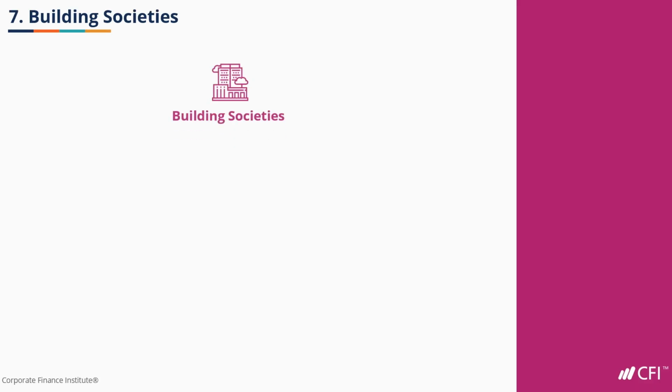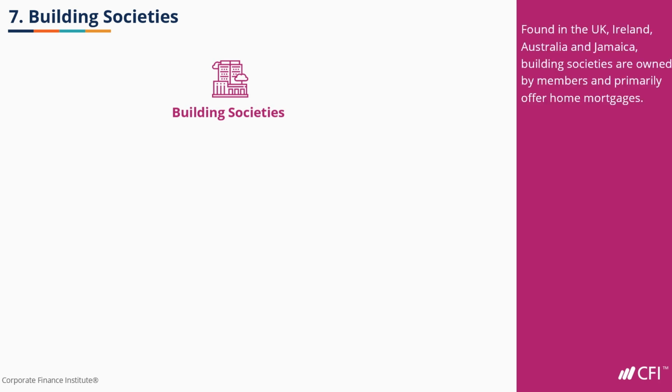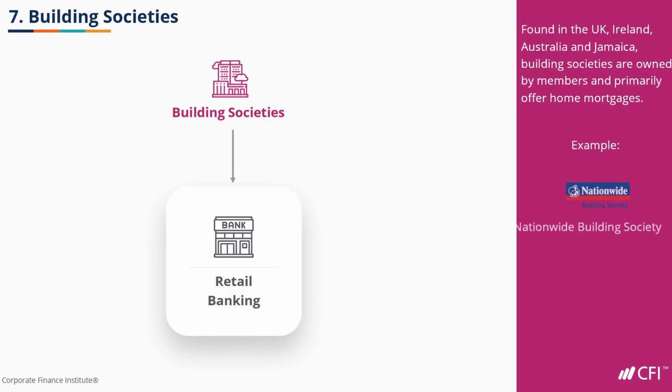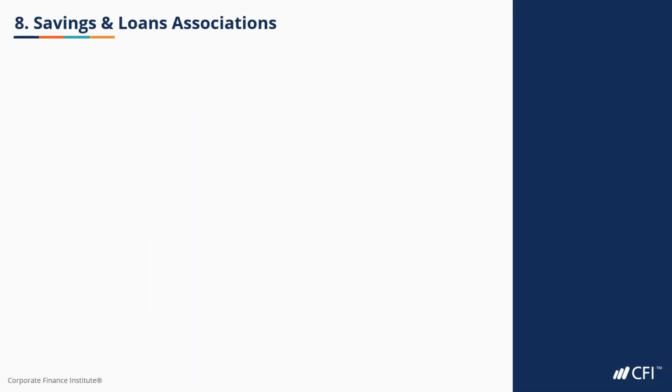Building societies are financial institutions that operate much like credit unions, but are found in the United Kingdom and Australia. They're owned by members and are primarily known as offering home mortgages, although they do also offer other retail banking products and services. Currently, the largest building society is Nationwide Building Society, based in the UK.